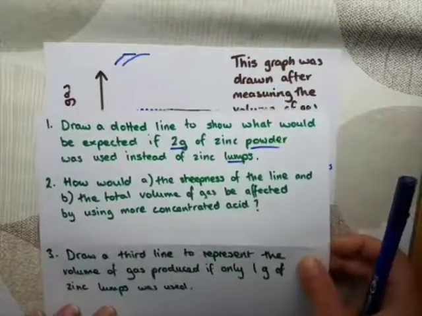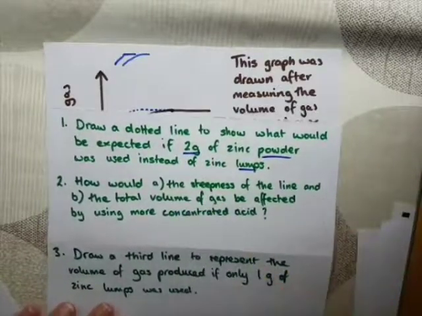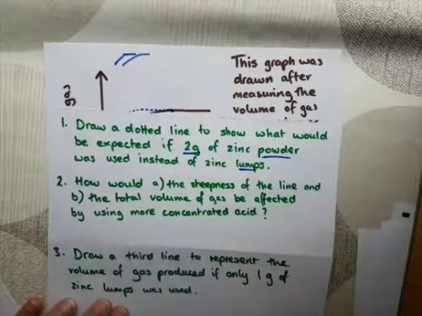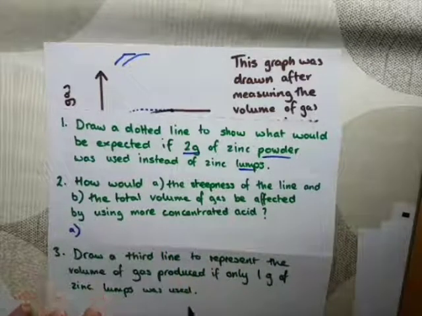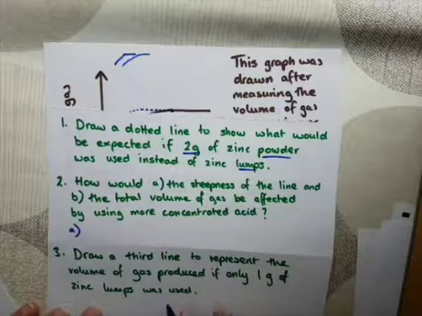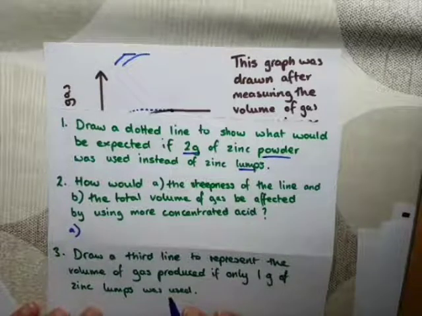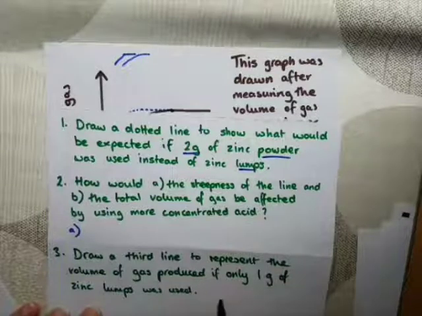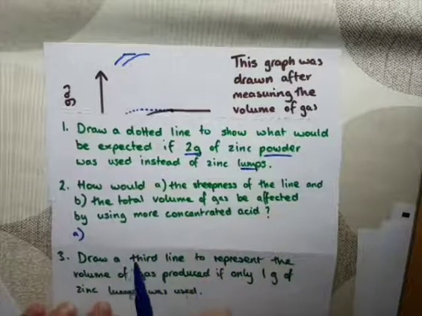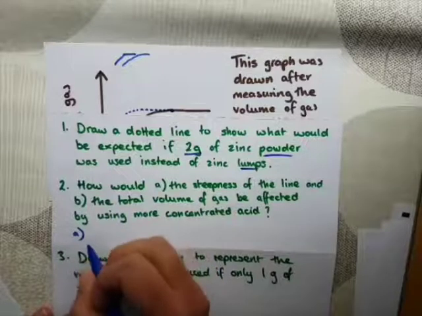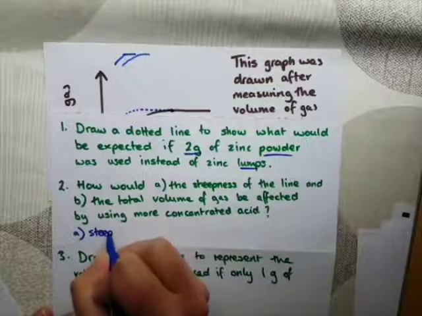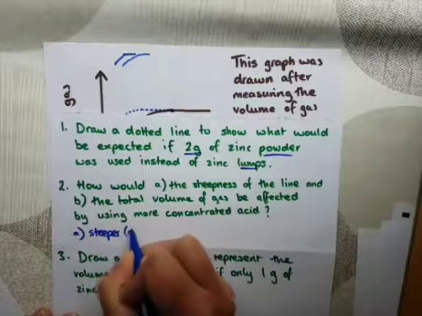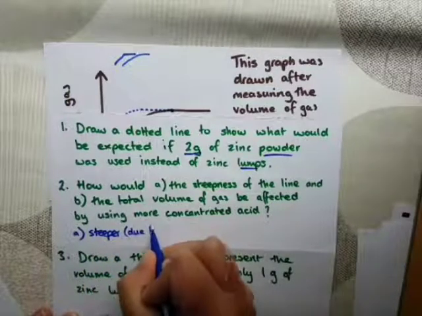How would A, the steepness of the line, and B, the total volume of gas, be affected by using more concentrated acid? So A, this is just thinking about your factors that affect rate of reaction. So if the acid is more concentrated, will the reaction be faster or slower? Hopefully you're thinking faster. And if the reaction is faster, the line will be steeper. So A is steeper, and it's due to faster reaction rate.